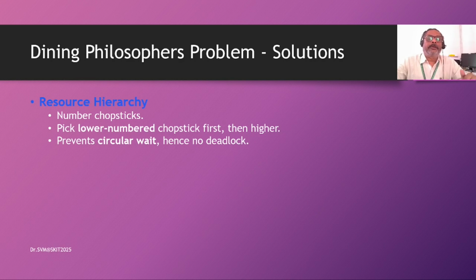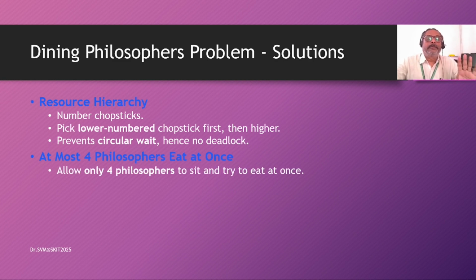So this prevents the circular wait, and hence there cannot be any deadlock. Another solution is to make sure that at any given time a maximum of 4 are eating, not all 5. So make sure that out of 5 only 4 will be allowed to eat. Allow only 4 philosophers to sit and eat at any given time. Keep one place free. Though there are 5 chairs for 5 philosophers, make sure that one of the chairs is empty. So with that, what happens?